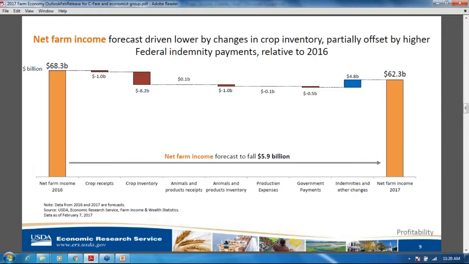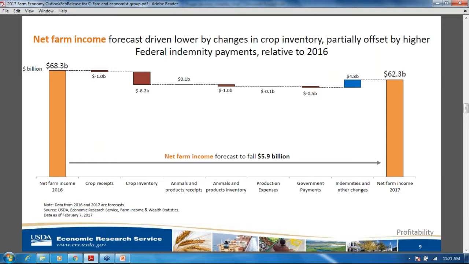So this chart is known as a waterfall chart, and all the way to the left we have the net farm income forecast in 2016, and all the way to the right we have the net farm income forecast in 2017, which is forecast $5.9 billion down. If you look in the middle, these are the major components driving this $5.9 billion change. The two things I want to point out are the forecast decline in crop inventory, and indemnities.